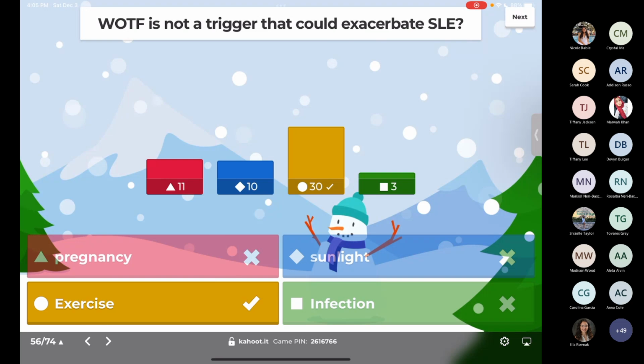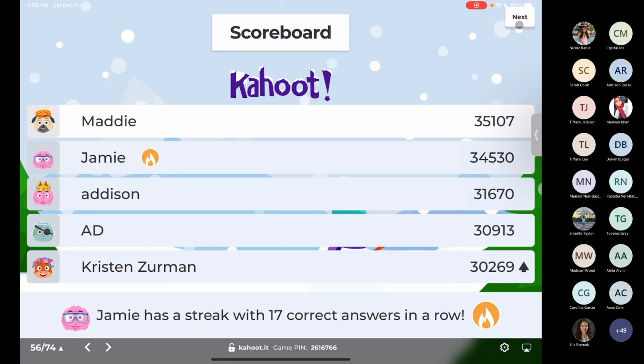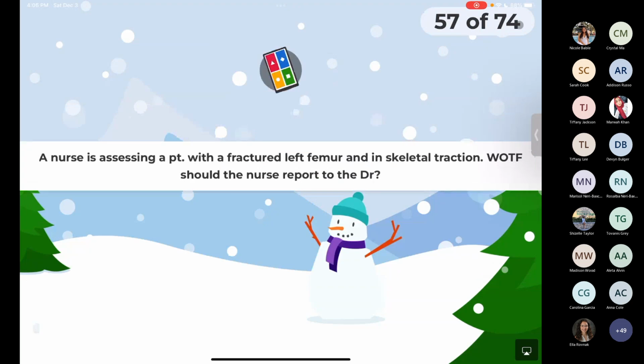Awesome job. So exercise does not trigger our SLE. We still want our patients to exercise, get in their mindful movement, but pregnancy, infection, and sunlight are all triggers for SLE, systemic lupus erythematosus.